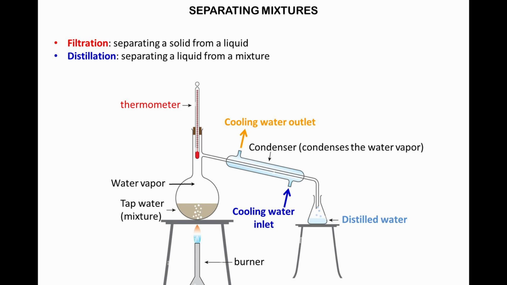To separate the oil from the vinegar, you can use decantation to separate immiscible liquids. Filtration can be used to separate a solid from a liquid. For example, a coffee filter separates the ground coffee from the brewed coffee. Distillation can be used to separate a liquid from a mixture. For example, to separate the water from a tap water mixture, you can use a distillation apparatus to produce pure distilled water.